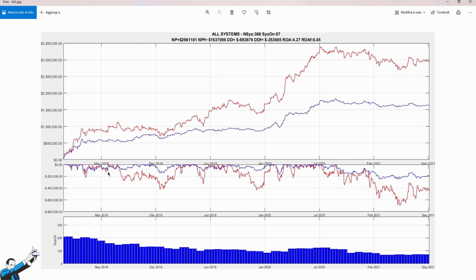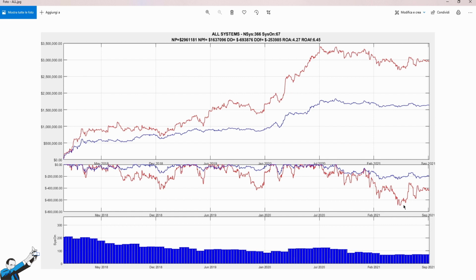Moreover, despite this huge drop, we can see that the drawdown of the filtered portfolio, which is the blue line, is way better than that of the unfiltered one. In this case, for example, the maximum drawdown without any filters is over $400,000, while the maximum drawdown using Titan's filters is about $150,000.